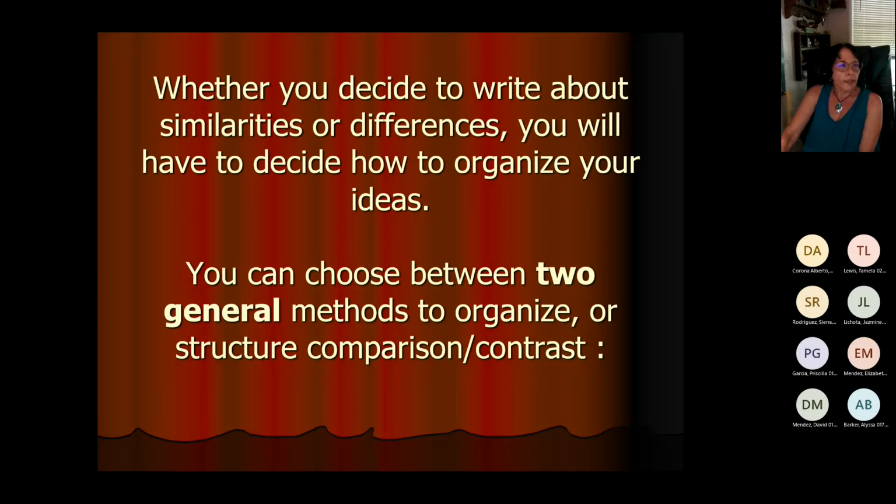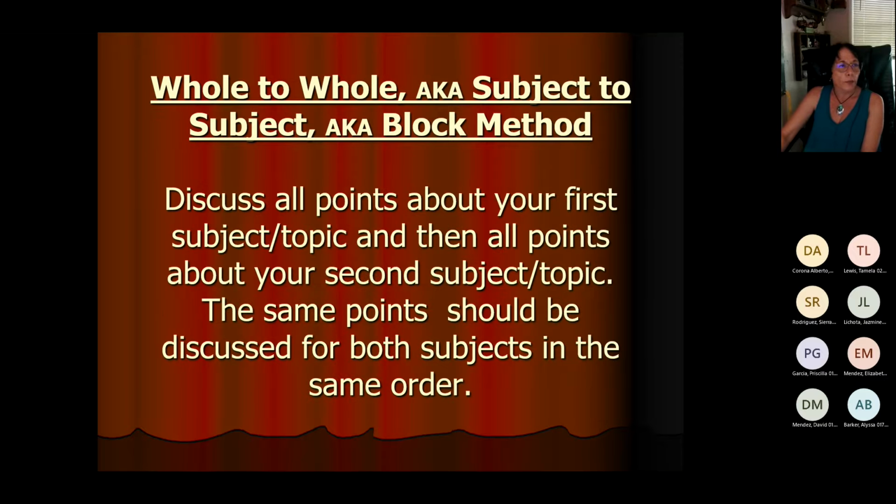So organizing the ideas. Whatever you choose to write about, there's 2 basic methods to organize compare, contrast. And the one you choose depends on what you were writing about. The first one we're going to talk about is whole to whole. And it's also called subject to subject and block method, depending on the textbook you're looking at. And this type of organization is when you take the first subject and then you talk about all the similarities or differences. And then you do the same thing for the second. So whole to whole, like whole discussion of main subject A, whole discussion of main subject B.